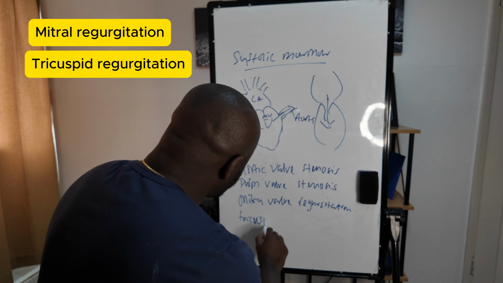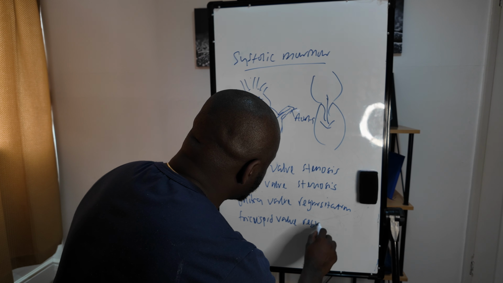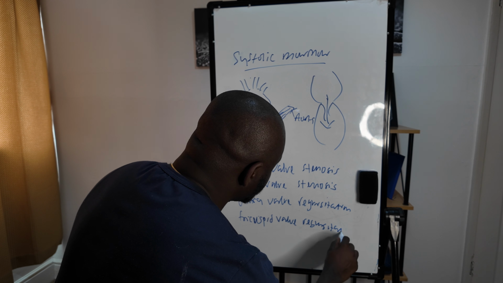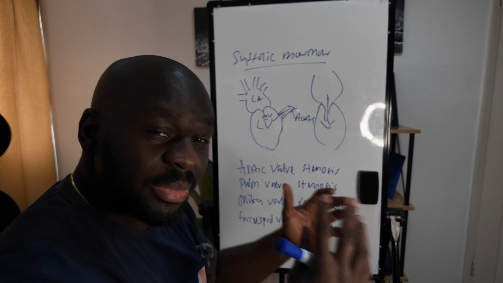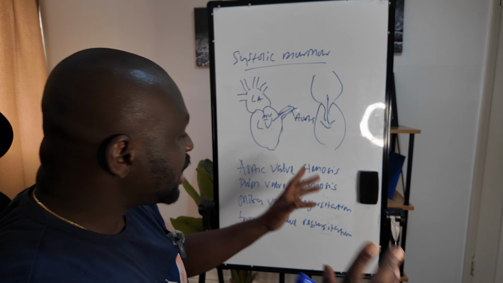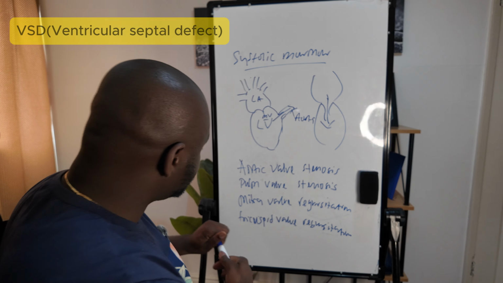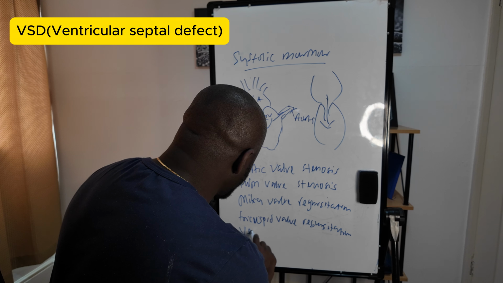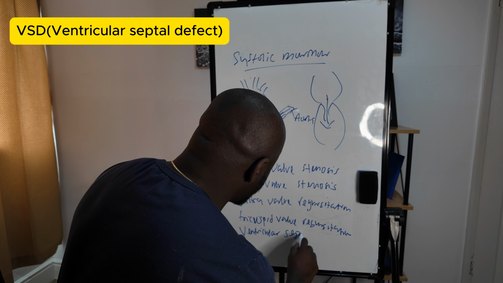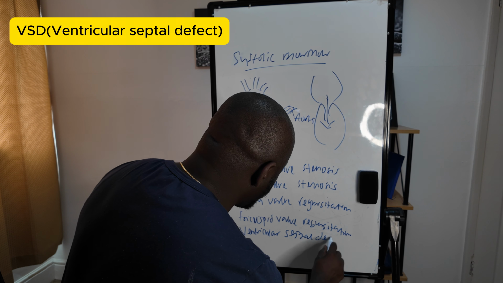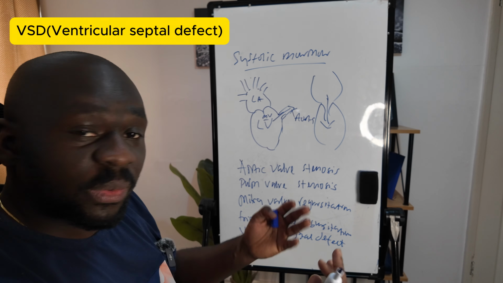Yeah, tricuspid valve regurgitation. Okay, these will give you systolic murmurs. There's some other things that will give you systolic murmurs. Let me just write them down so I won't forget. A VSD, ventricular septal defect. So a ventricular septal defect will give you a systolic murmur. I'll explain how and why.